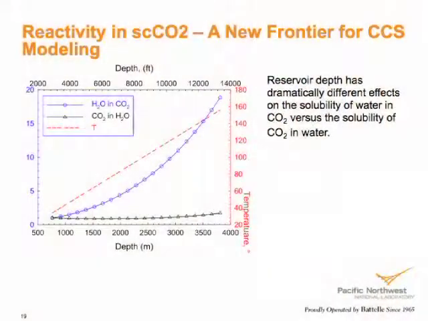Not true for water solubility in CO2. That's something that hadn't really been looked at very closely as recently as just about 18 months ago. In fact, water solubility in CO2 changes dramatically. As we go deeper, we're talking maybe 20 times more water in the supercritical CO2 phase. So a very, very big change is occurring in supercritical CO2.